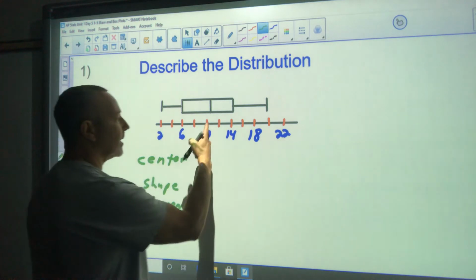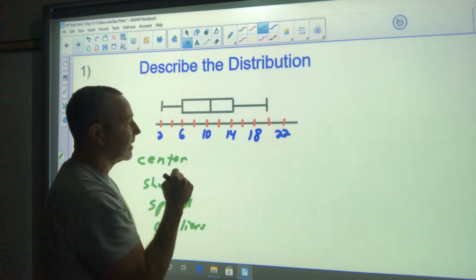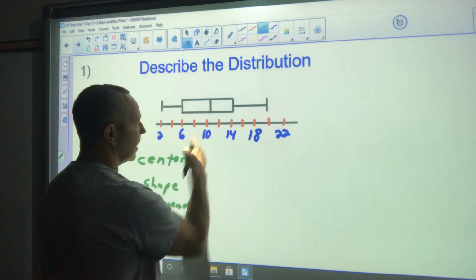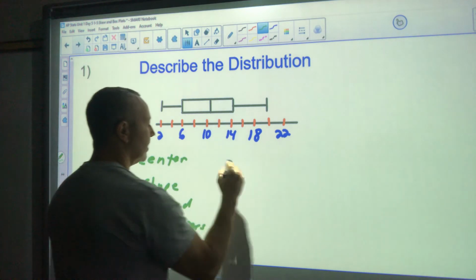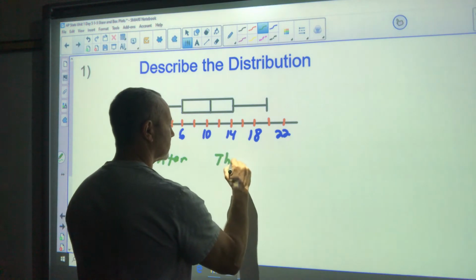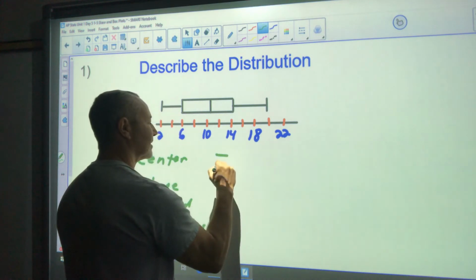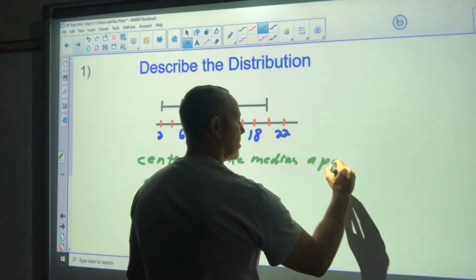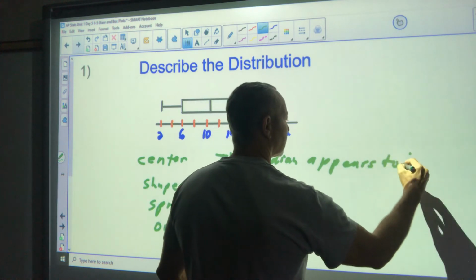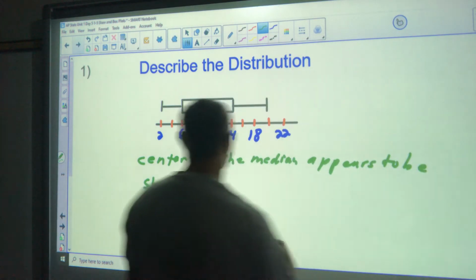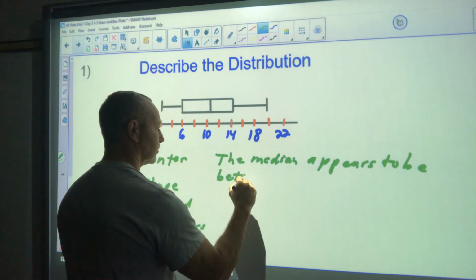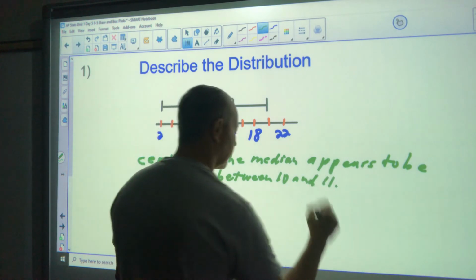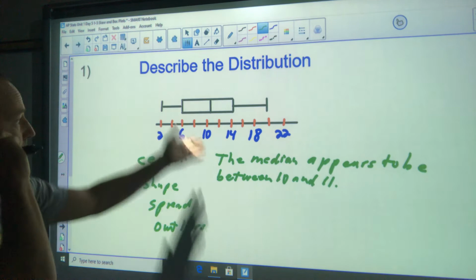Okay, center, our median. Don't say it's like 11 or 12 because we don't really know. It looks a little more than 10. This would be 12 right here, so it looks to be between 10 and 11. So I'm going to say the median is between 10 and 11. Okay, that's all I need to say to discuss the center. The median's around there.